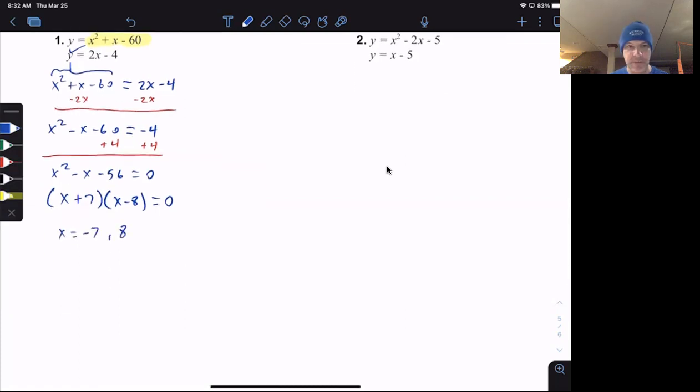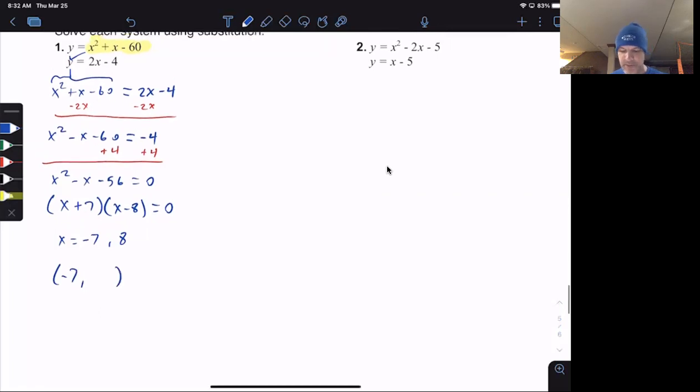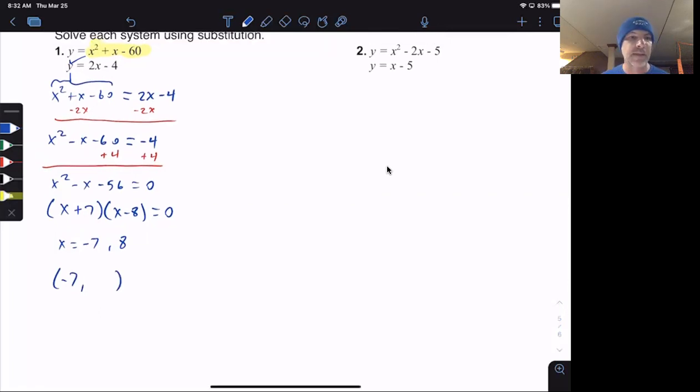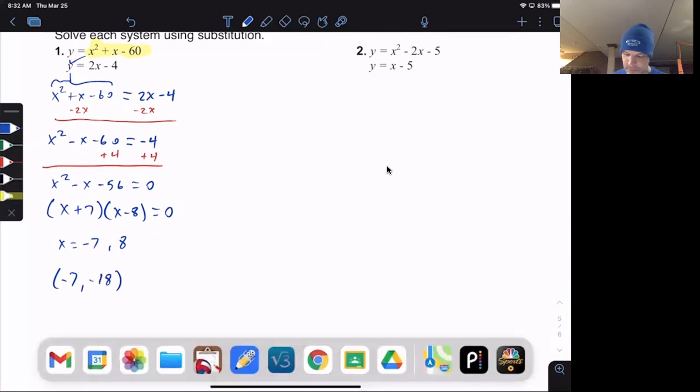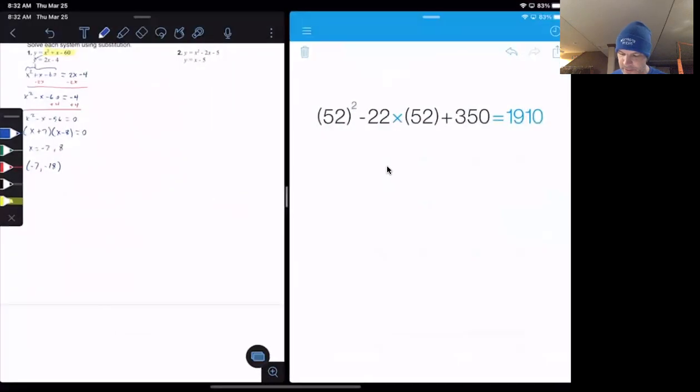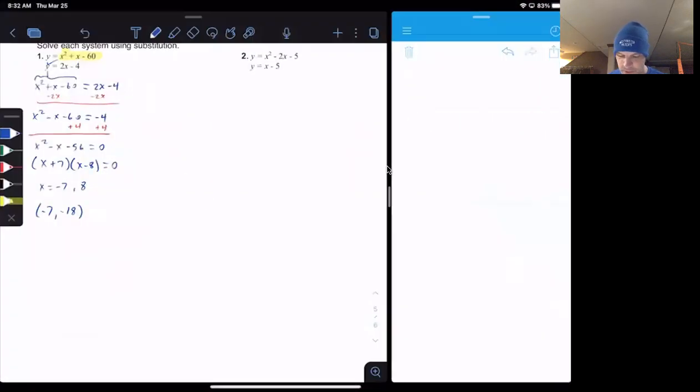Okay, we have to plug them in to find the actual solution, right? The xy solution. So I'm going to plug in negative 7 first. Remember, it should work for both. I'll plug it into the linear one first because it's easier mental math. 2 times negative 7 is negative 14, and negative 14 minus 4 is negative 18. Remember, you guys do have calculators. I'm not testing you on your ability to calculate. So even for the quadratic, if you wanted to, you could just substitute it in. All I did is replace x with negative 7, and you can still see I get negative 18.